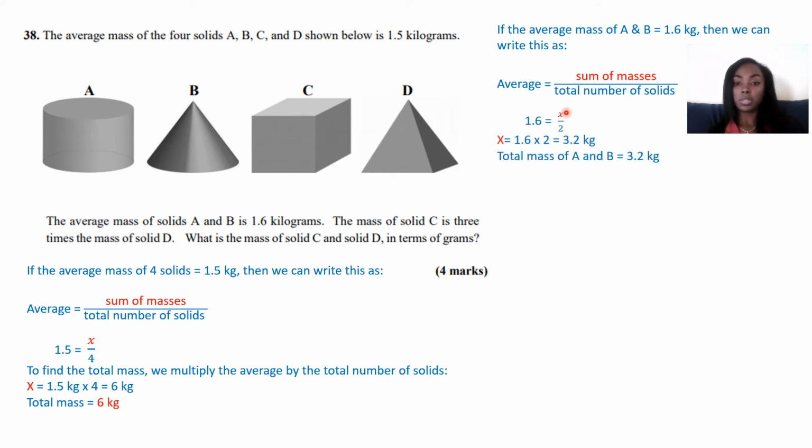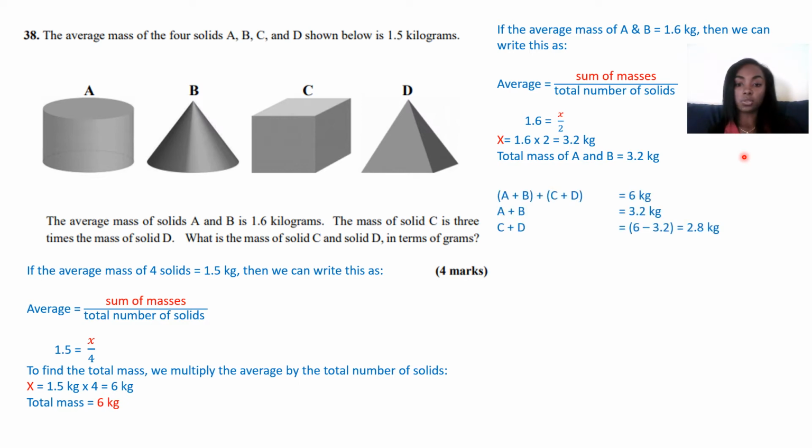In this case, we'll be dividing by 2 because we're only referring to A and B. So what this will do is give us the actual value, the actual mass of A and B. Okay, so to find out the sum of the masses, we're going to multiply the average by the total number of solids, which will be 1.6 multiplied by 2 to give us 3.2 kg. So that means that the total mass of A and B is 3.2.